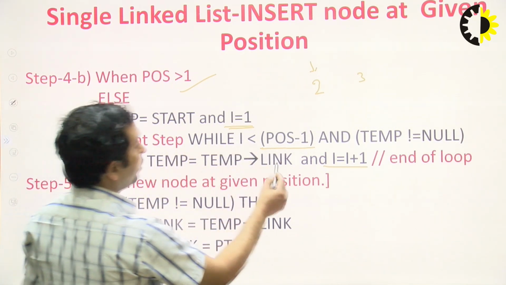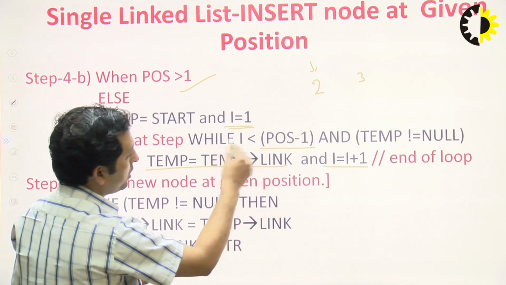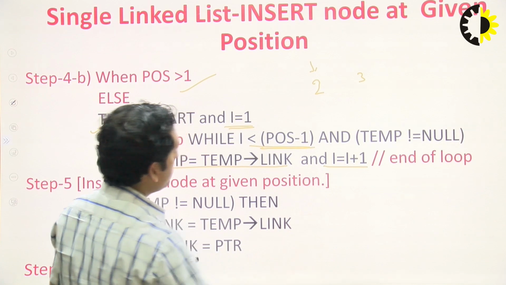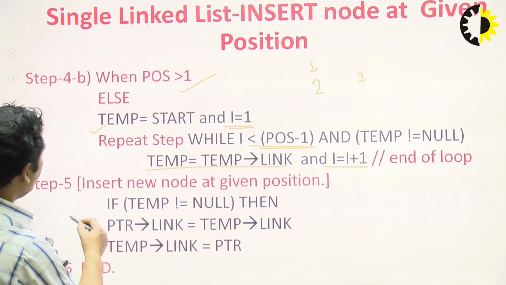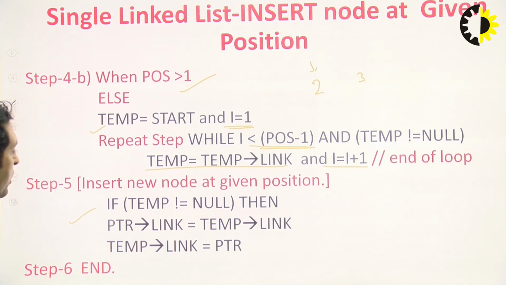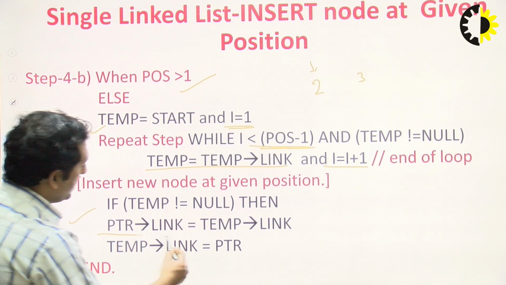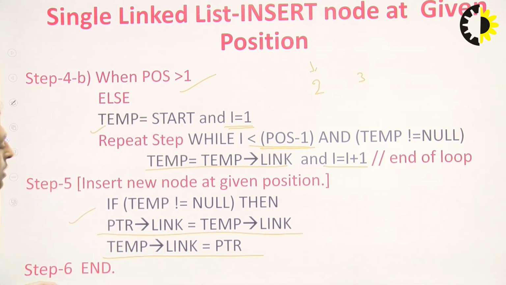In the same scenario, we are going to update and traverse up to n minus 1 position, or position minus 1 locations. We are updating L and inserting with the help of this logic. Same temp not equal to null, then update the PTR link part and the temp link part. Two updations are there. So I think this is clear.